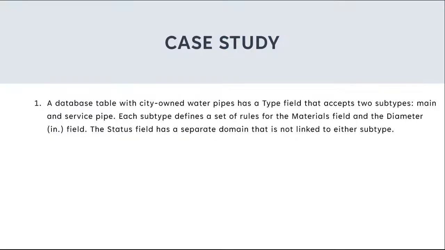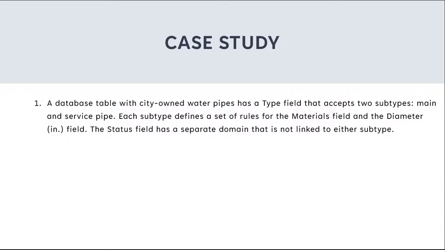But let's look at the case study we have here. A database table with a city's water pipes has a type field that accepts two subtypes. Two subtypes. Now, don't forget, when we say subtype, we categorize things under it. Now, these two subtypes are main and service pipe.